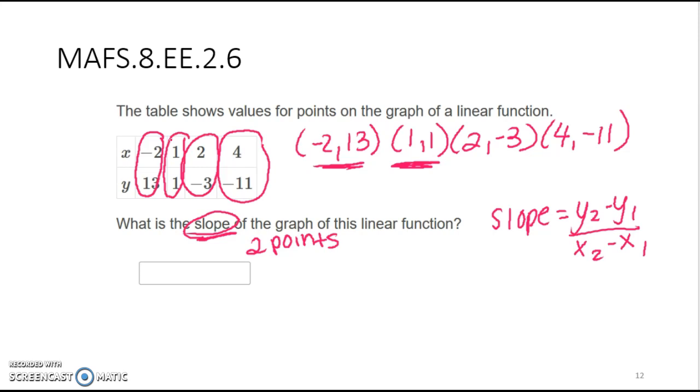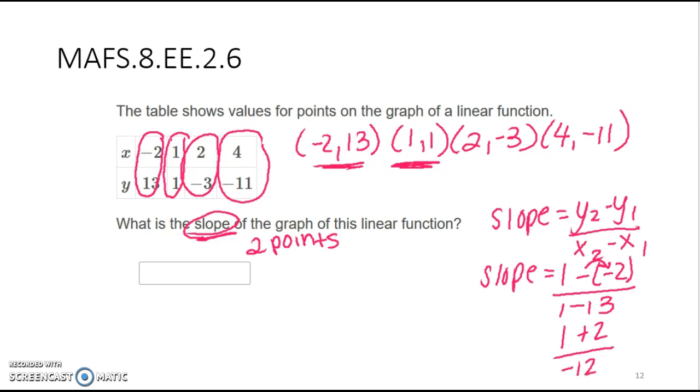So the slope, or m, would be 1 minus -2 over 1 minus 13. So 1 minus -2, remember that negative becomes positive. So 1 plus 2 over 1 minus 13 is -12. So I get 3 over -12. If it asks you to reduce, 3 goes into 3 one time and 3 goes into 12 4 times.